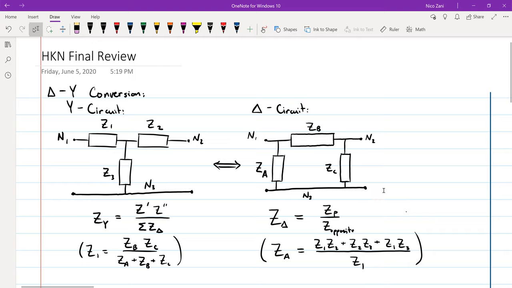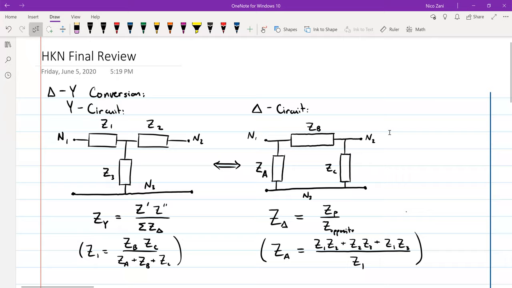And those are the conversions from delta to Y. From Y to delta, we have this formula, which is ZP over Z opposite. And ZP is just Z1 Z2 plus Z2 Z3 plus Z1 Z3. And Z opposite is, in this case, we're looking at ZA, which is associated with N2, because it is the only one that N2 does not touch.